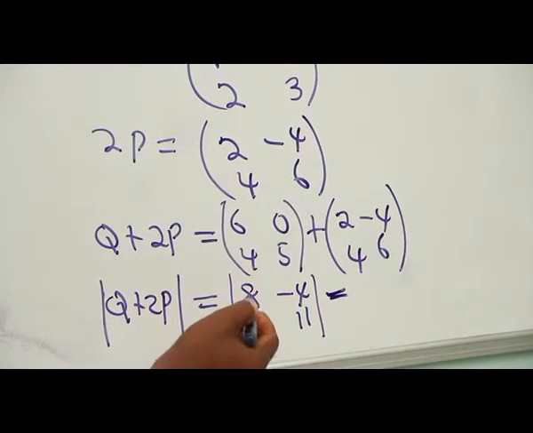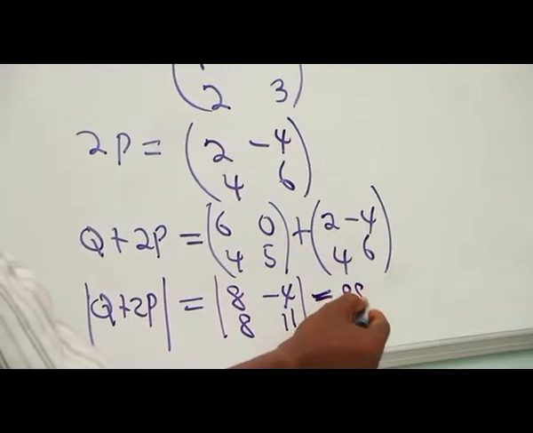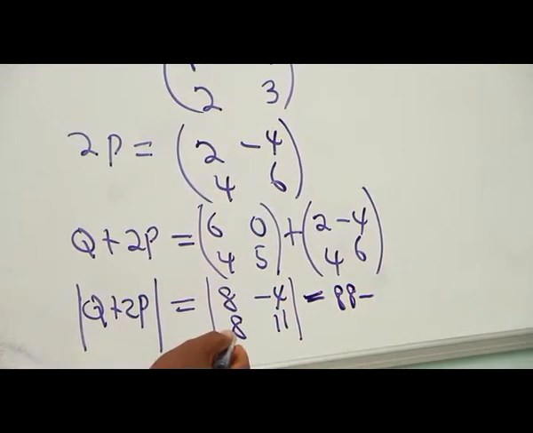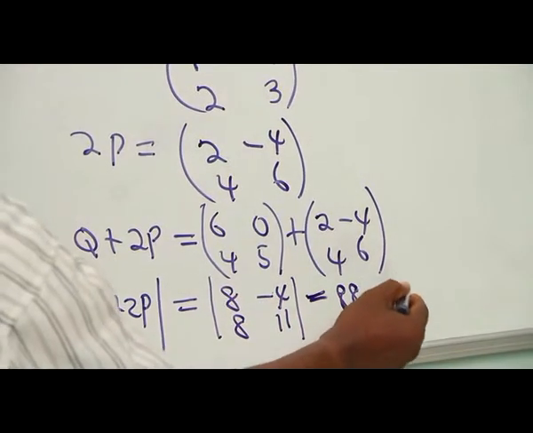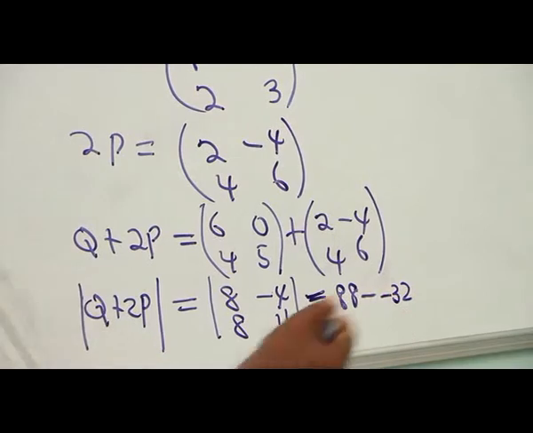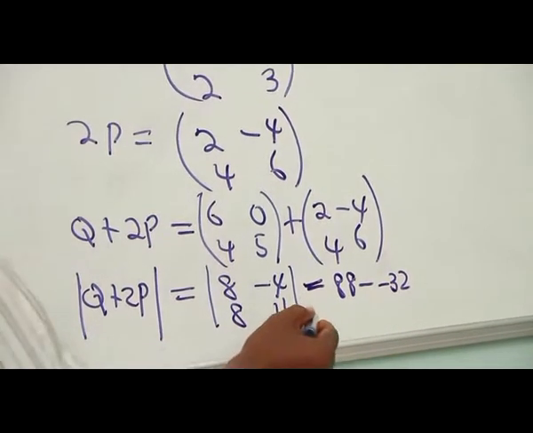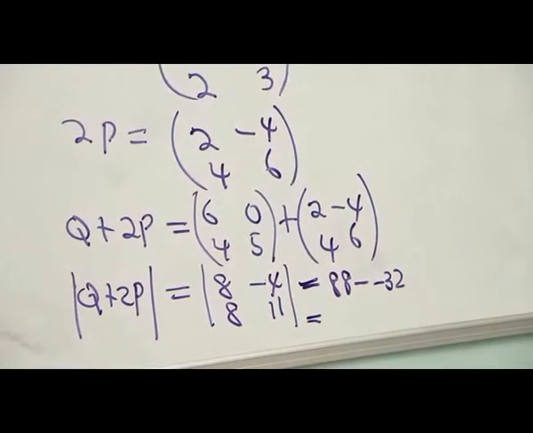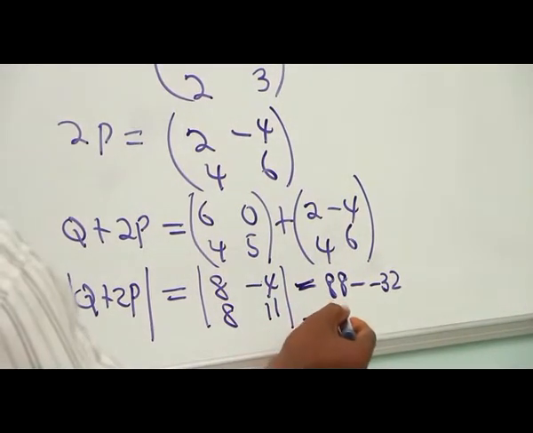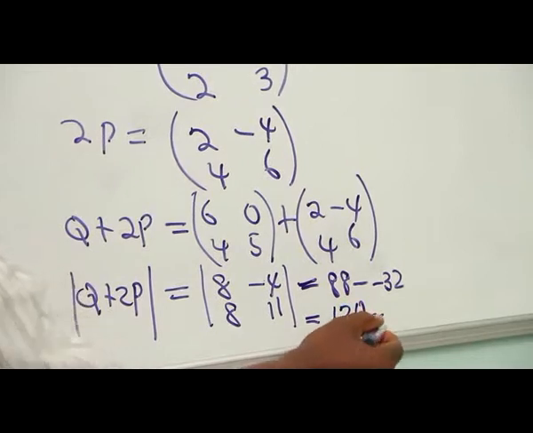11 times 8 is 88, minus 8 times minus 4 is minus 32. And of course, this becomes plus. And the result of that will be 88 plus 32, and that is equal to 120. And that is the solution to the problem.